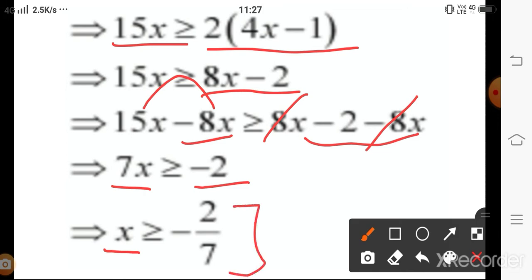What we observe here is that we have the greater than equal to sign. It means we have to take all the values greater than minus 2 upon 7, and we have to include this value also because we have the equal to sign. So x equal to minus 2 by 7 also we have to consider.